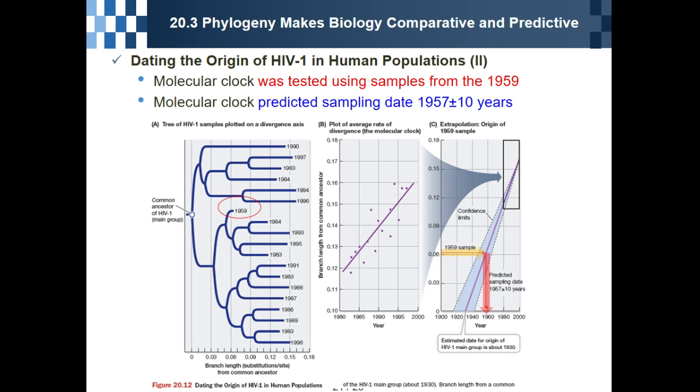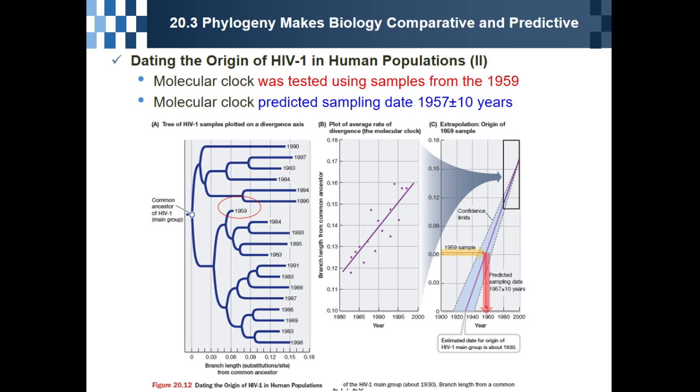So another person found that the divergence is 0.06. Based on this graph, they predicted that this sample comes from 1957 plus or minus 10 years. They are nearly similar to each other. Based on this, we can say that the molecular clock is accurate.